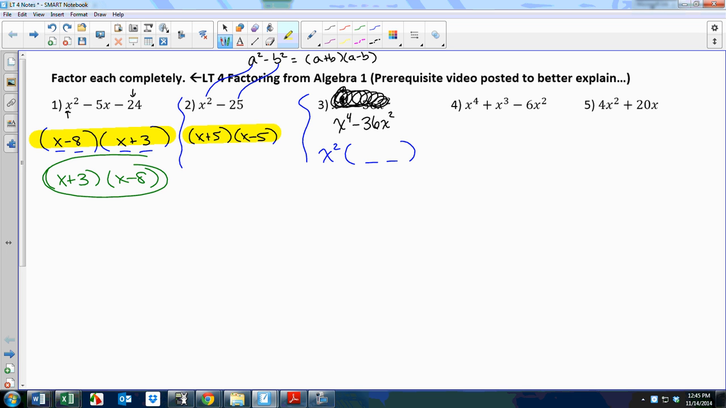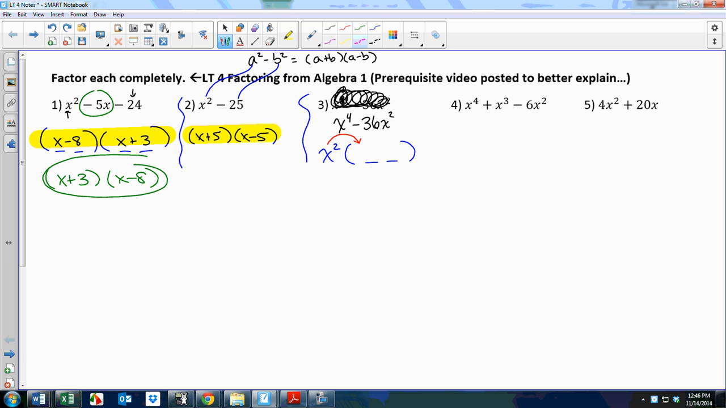But it would matter if you changed it to X plus 8 and X minus 3 for this reason. When you do your outer, you get negative 3X, and your inner is 8X. And you combine those, you get a positive 5, not a negative 5. All right, good question. And again, if you haven't done this since Algebra 1, those are the kind of questions that I'm anticipating. So keep them coming. So back to problem 3.